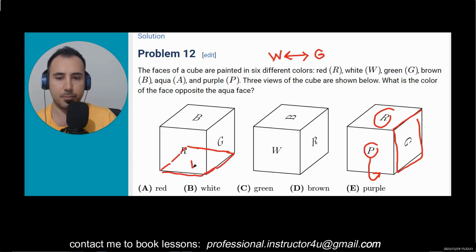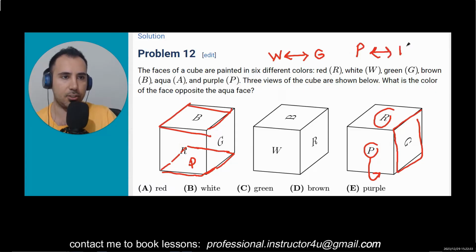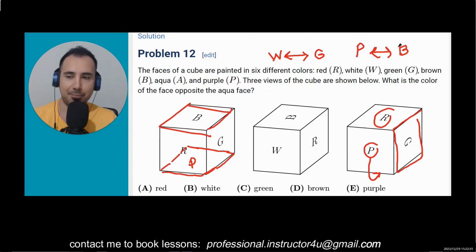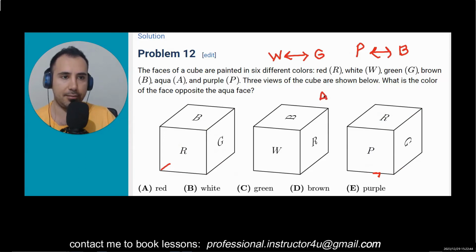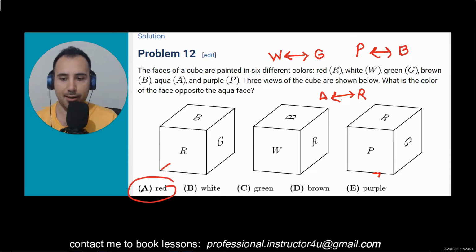So if this is P and this is B, then B and P are in front and opposite of one another. So two colors are left, and those two colors are supposed to be in front of one another. What colors are left? Aqua is left and R is also left. So then they have to be opposite. What is the color of the face opposite to the aqua face? It has to be red.